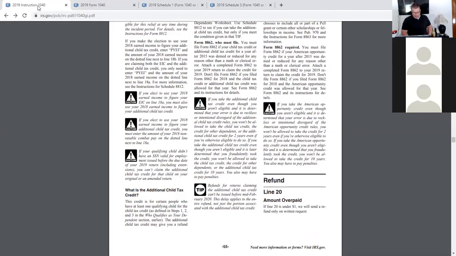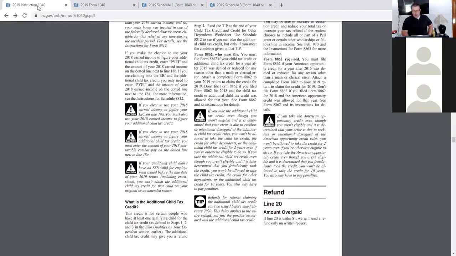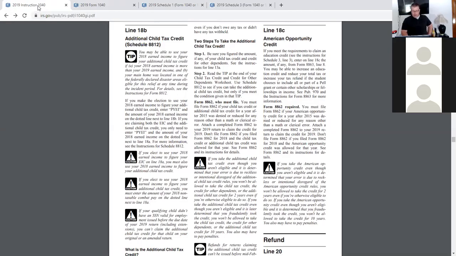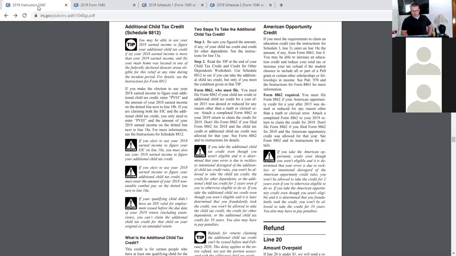We have 3. The additional child tax credit may give you a refund even if you don't owe any tax or didn't have any tax withheld. Well, that's good news. It's a lot like the earned income credit then. So, two steps to take the additional child tax credit. Be sure that you figured the amount, if any, of your child tax credit and credit for other dependents. So good, we did that.